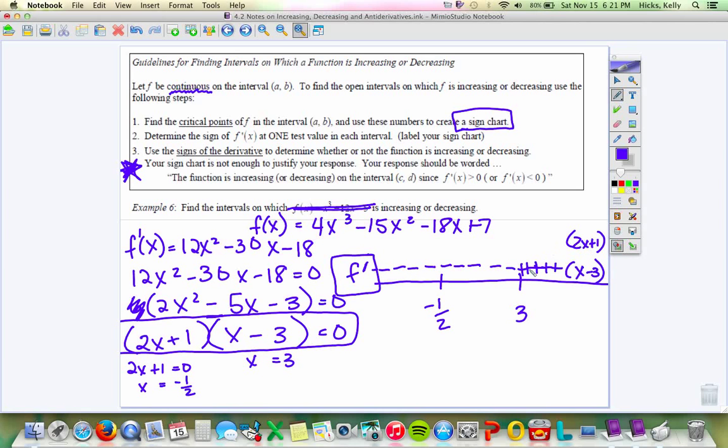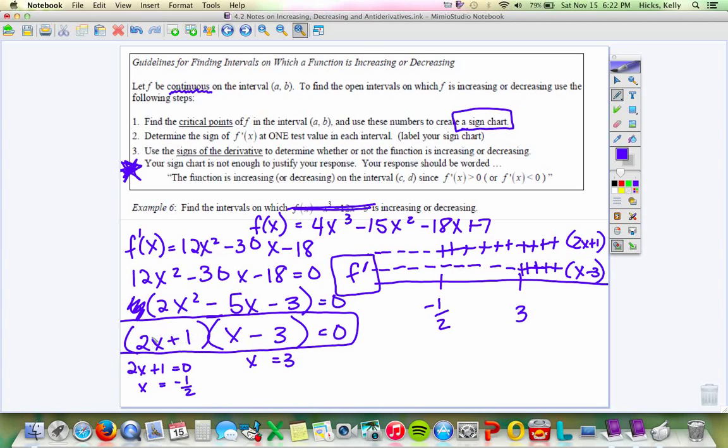Okay, let's look at 2x plus 1. If you plug a big number, anything greater than 3 into there, you get positive numbers. I'm going to put some positives right here. When you plug a number between negative 1/2 and 3 into 2x plus 1, say 0, you still get a positive number. I'm going to put positives along here. There's different ways of writing this. I like to do it this way because I like to see my positives and my negatives. And then if you plug a number less than negative 1/2 in, you end up with a negative number. If you don't believe me, go try it.